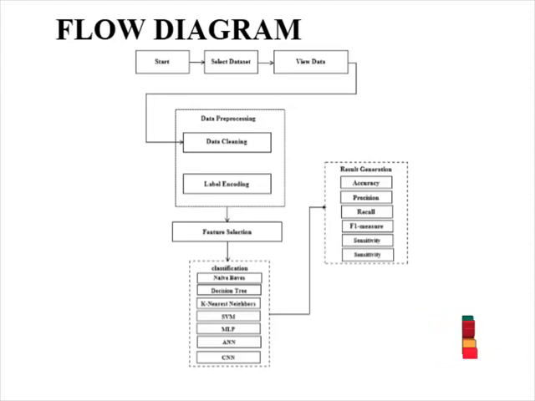Then another method is label encoding. In label encoding, we convert the string values into unique binary values. Then it is applied to feature selection. Feature selection is the model selection method. In model selection, we split our dataset into a training dataset and a testing dataset, in the ratio of 80% training data and 20% testing data. Then it is applied to the classification method.